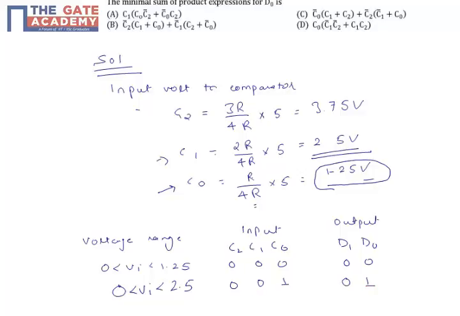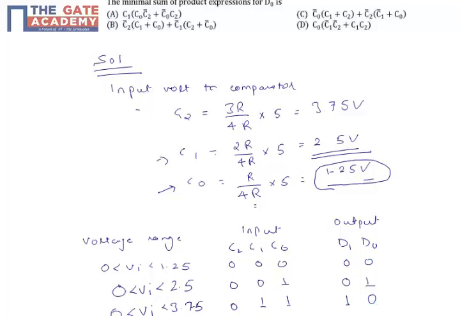Our next input voltage range is Vi from 2.5 to 3.75. At this condition, our input C1 is also going to be 1, because our input voltage is greater than the voltage at comparator C1. So C0 is 1, C1 is 1 and C2 is 0. At this condition, our output is 1, 0. Our D1 is 1 and D0 is 0.